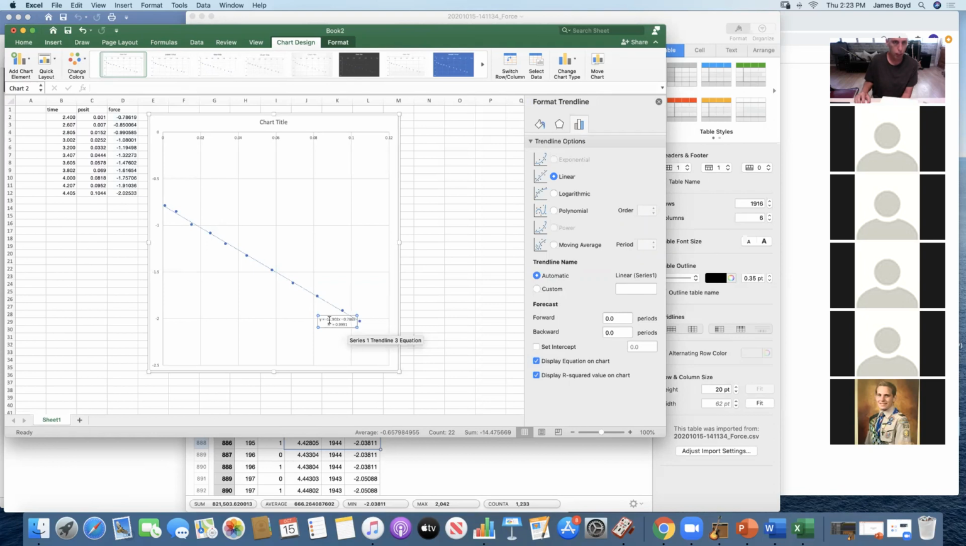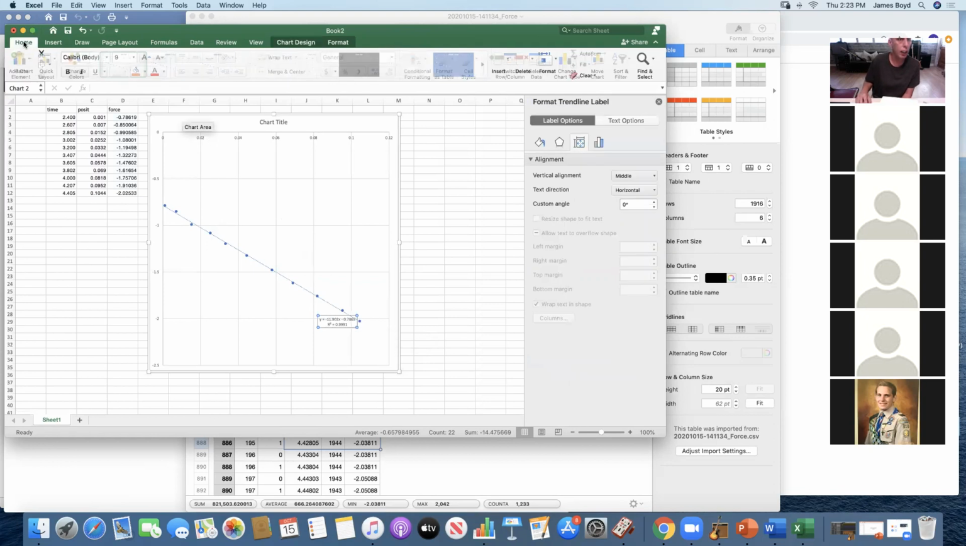So it's kind of hard to see the equation here. I'm going to change it to like 18, and I'm just going to move it. Always label things. So label your title, your graph, label your axes, all that stuff. But we can see here that the slope of this line is negative 11.902.